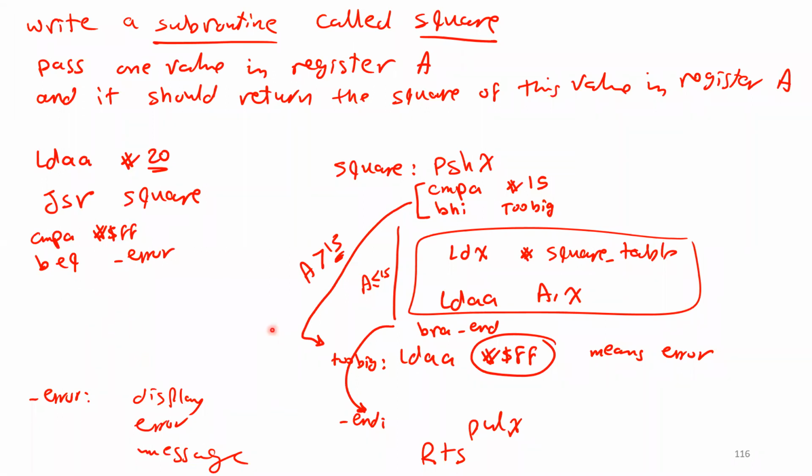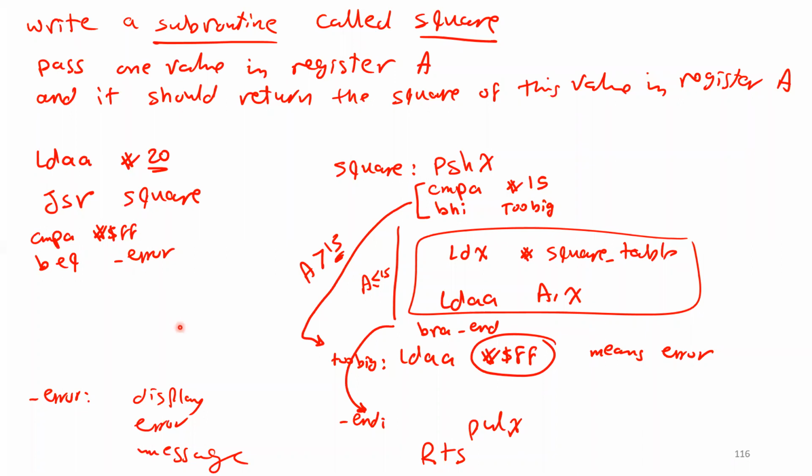So now I'm going to explain two things that are very important, guys. Number one, if I give you a subroutine, can you use it? Number two, how can you program the subroutine? For example, I give you a subroutine and tell you the way to use it is to pass a value in register A. The square should be in A, and if A is holding FF, that means there is an error.